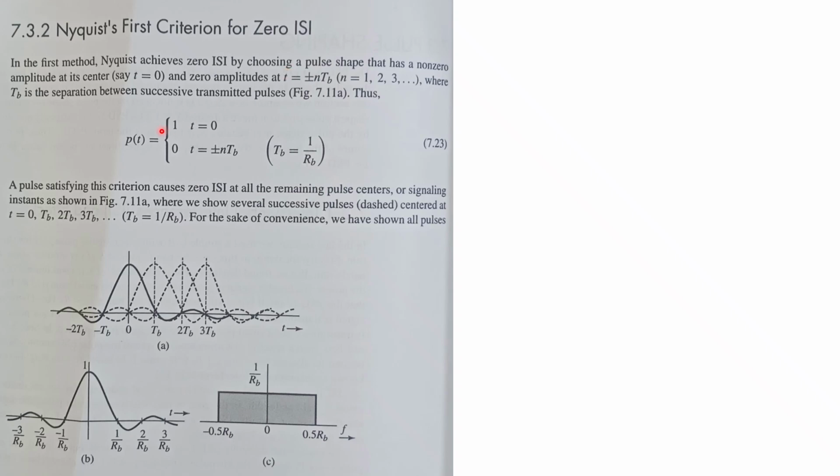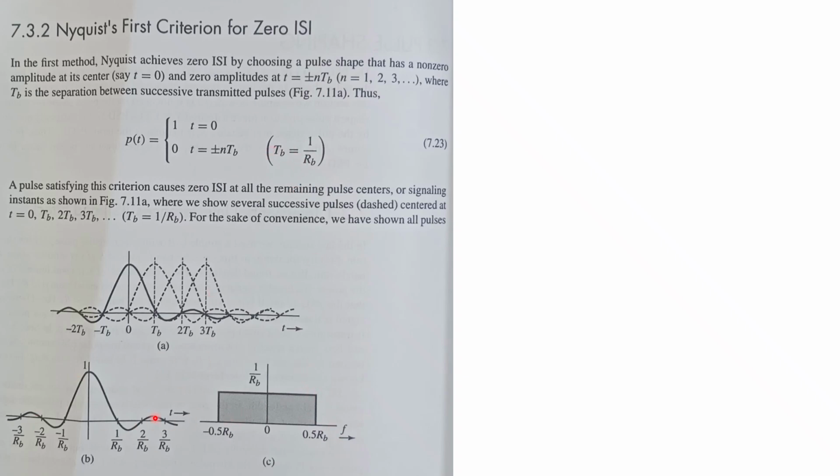Nyquist achieves zero ISI by choosing a pulse shape that has a non-zero amplitude at its center and zero amplitude at t equal to plus or minus nTb, where n is equal to 1, 2, 3, 4 and so on. So p(t) is equal to 1 at t equal to 0, and p(t) is equal to 0 at t equal to Tb, 2Tb and 3Tb, whatever. And Tb is nothing but 1 by Rb.